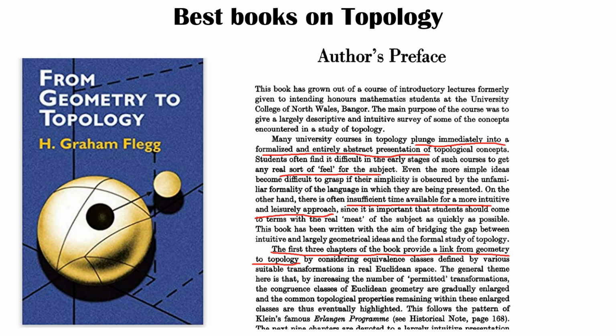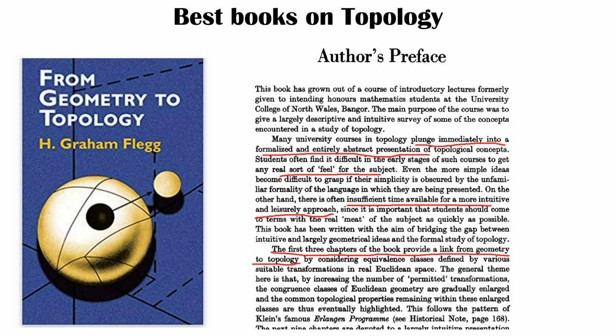Now, you see I have underlined certain lines in red, which say that many university courses in topology plunge immediately into a formalized and entirely abstract presentation, as I was telling. And it is difficult to understand. So you see it has been underlined that there is often insufficient time available for a more intuitive approach. So the first 3 chapters of the book provide a link from geometry to topology by considering equivalence classes defined by various suitable transformations in real Euclidean space.